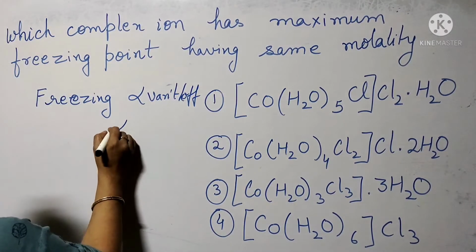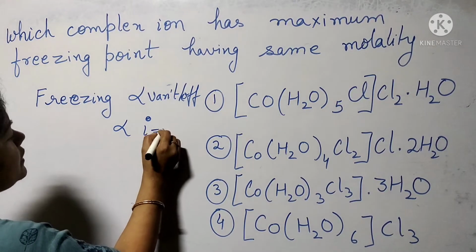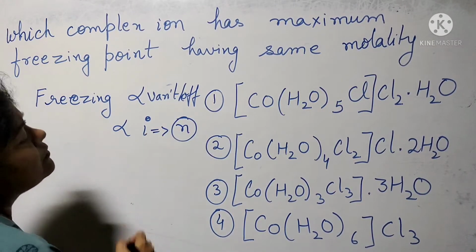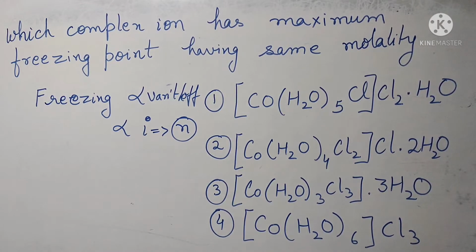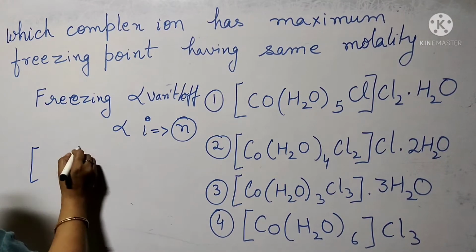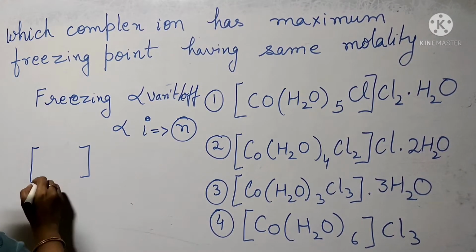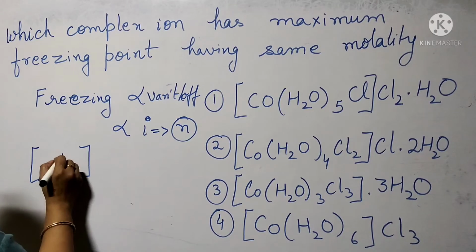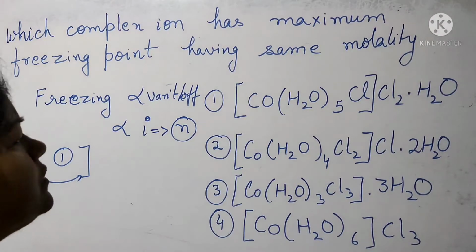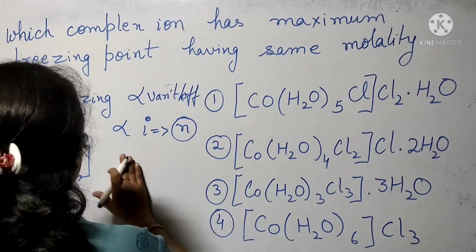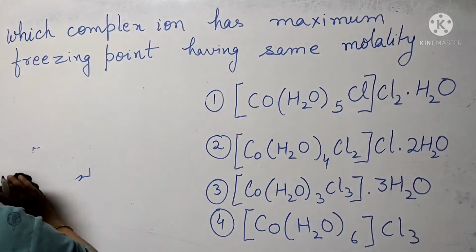That means it is directly proportional to i, and i can be calculated using the number of molecules which can be dissociated. Now moreover, one thing: anything which is written in the square bracket is a complex ion, and the whole entity is taken as 1. Now in the first case, if we have to find i, listen over here how we will proceed.